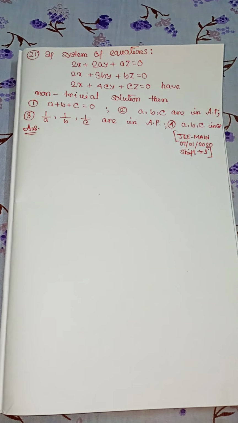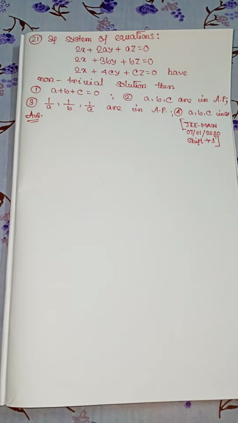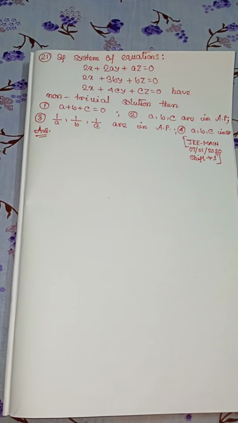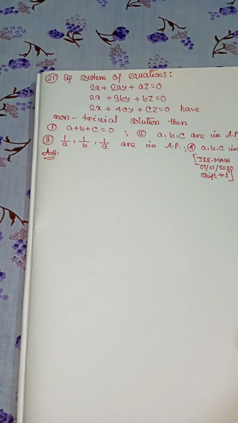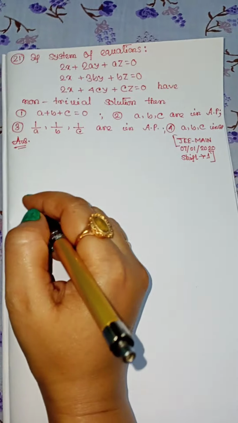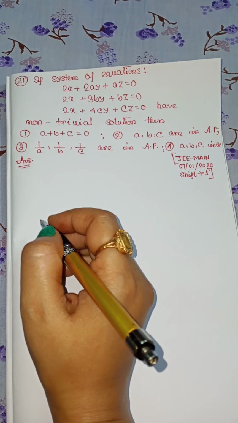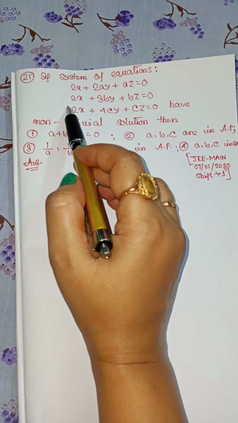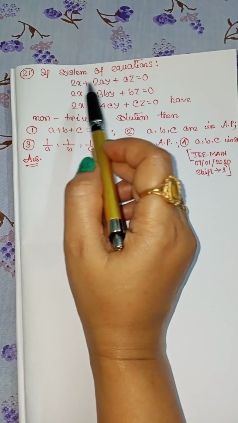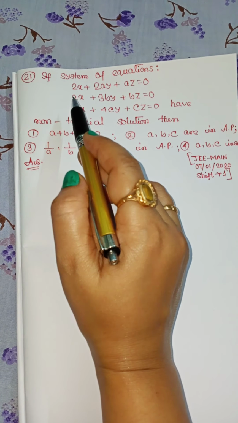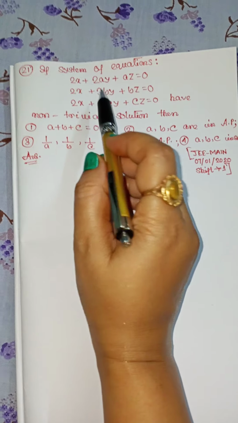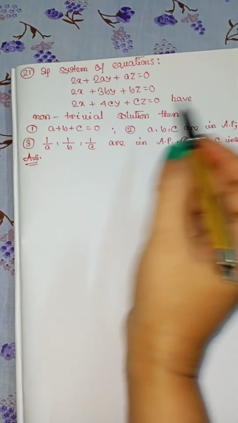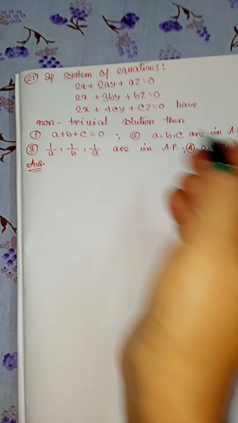This is the absolute favorite problem of JEE Main. Every year JEE chooses one non-trivial solution problem. Now moving to the question, we know for a non-trivial solution, the determinant of this. First of all, check this equation has 3 variables x, y, z, and a, b, c, 3 variables.